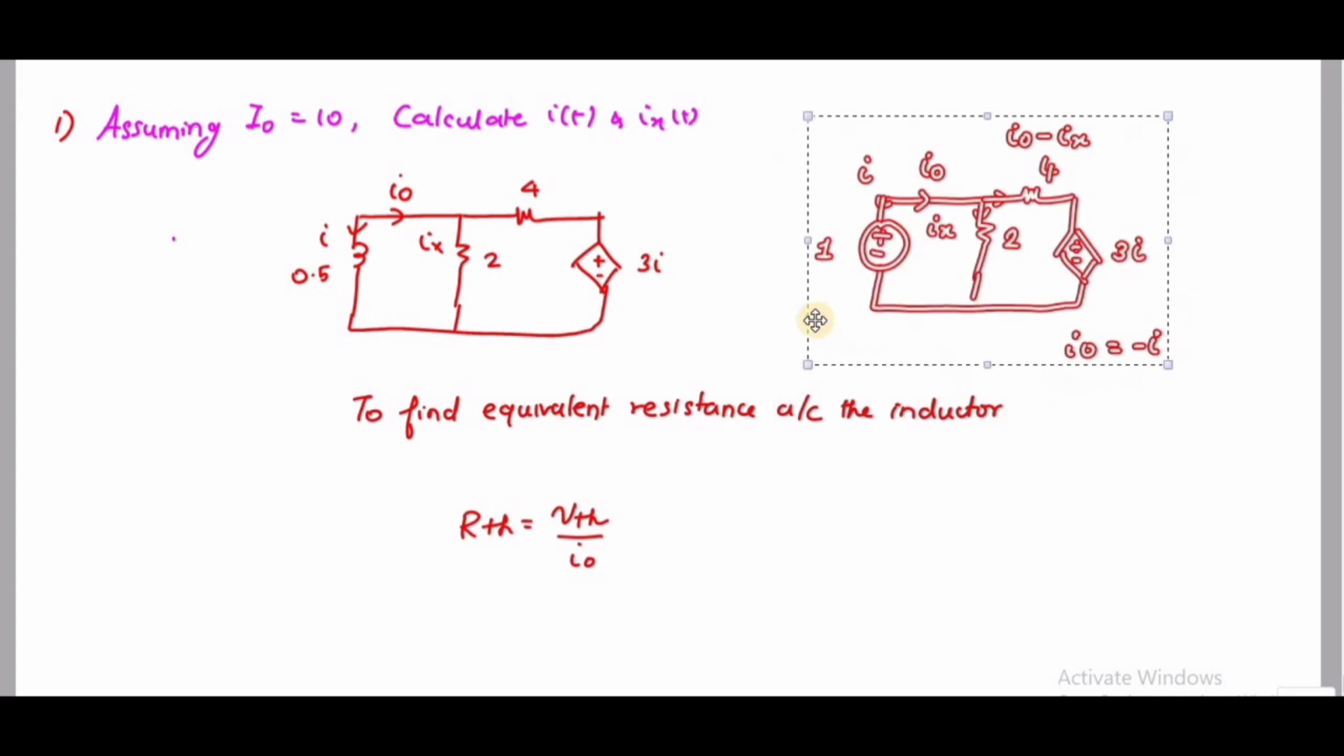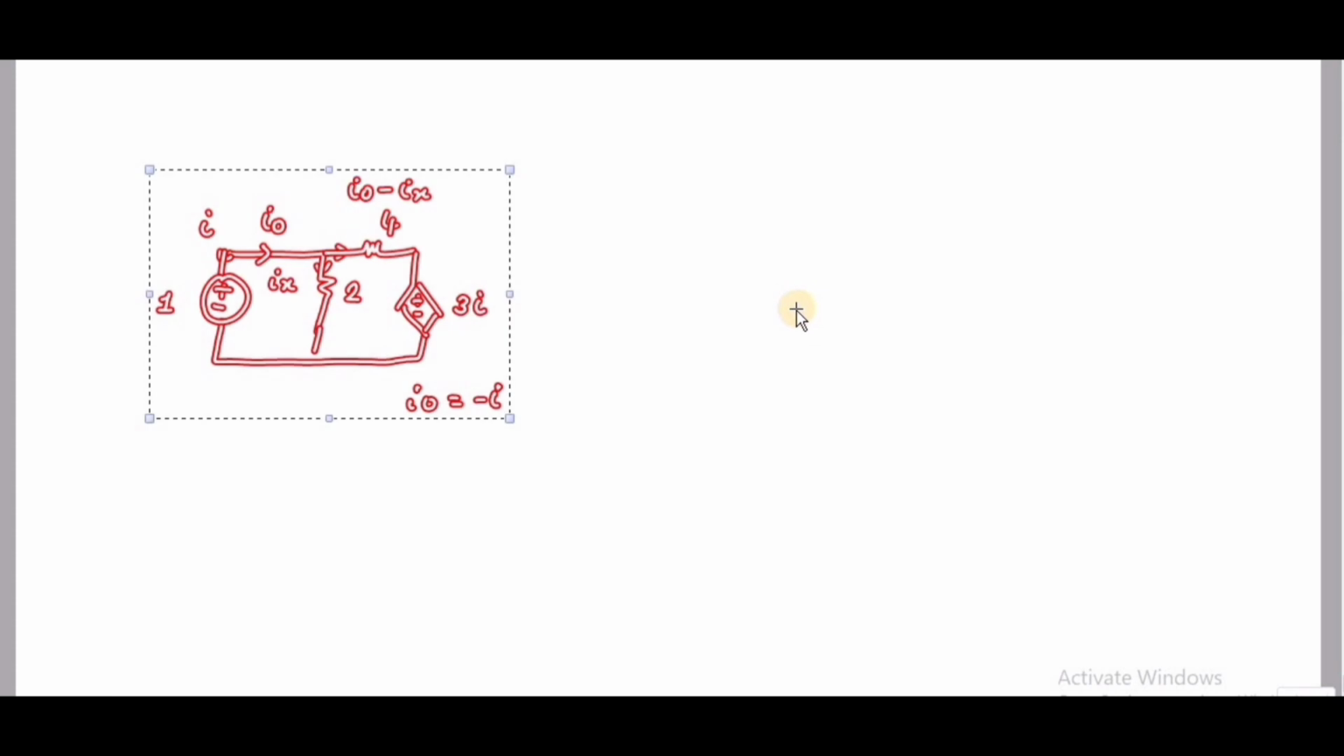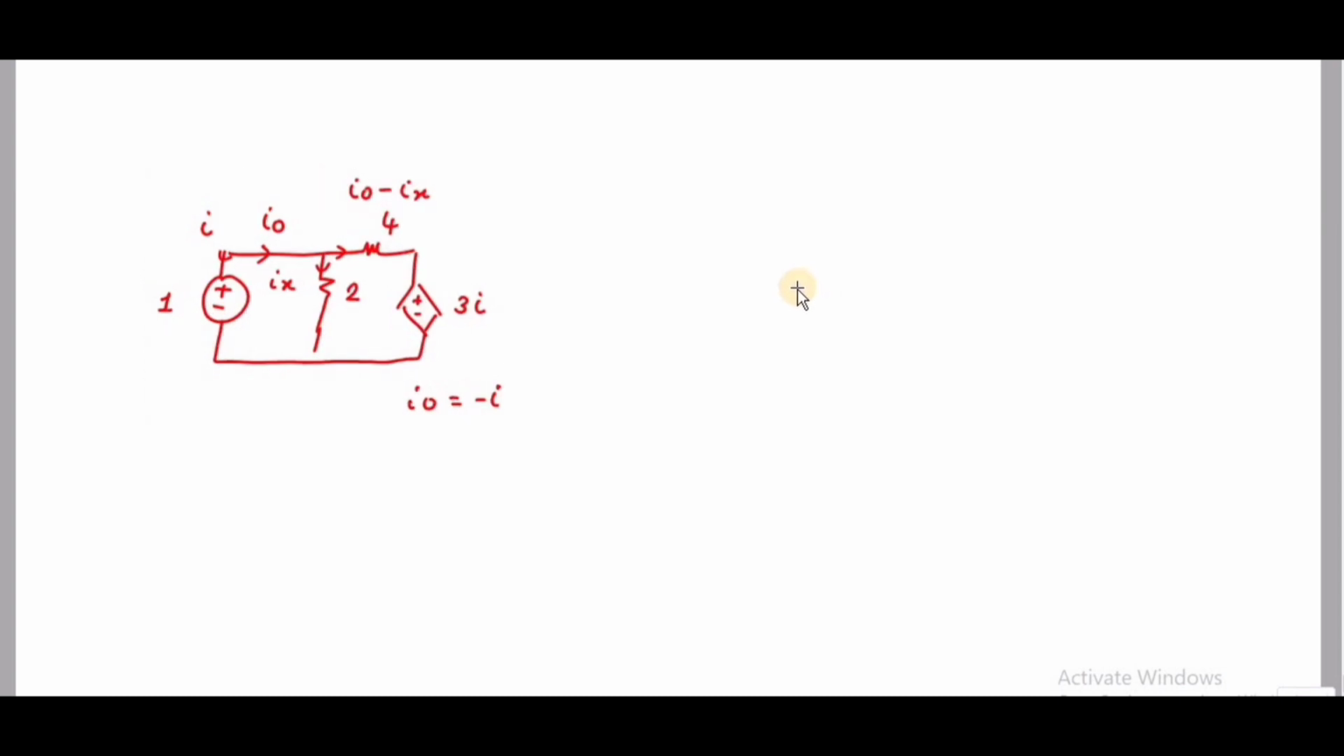So from the first, you will get, let me copy this one and paste this on the next page. So from the first mesh loop, I can write 1 volt is equal to 2 into I_x, right?